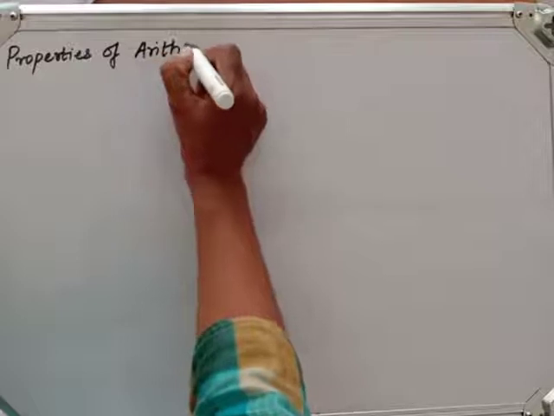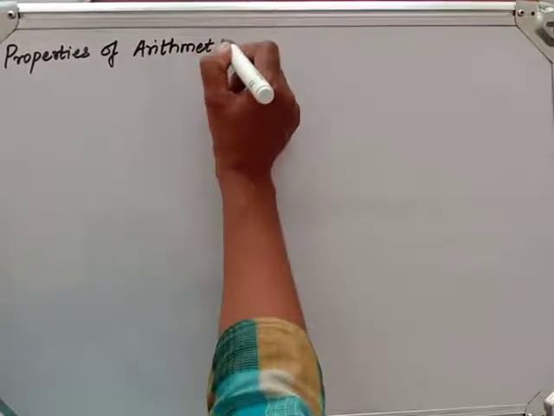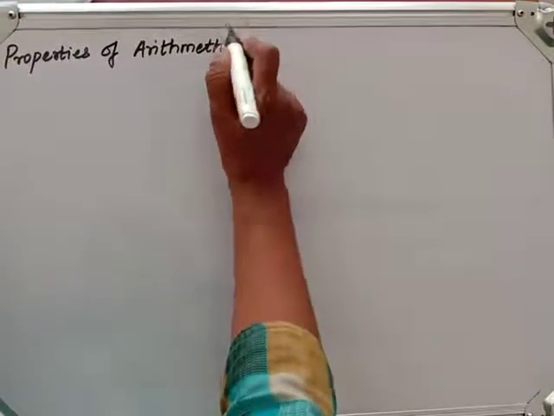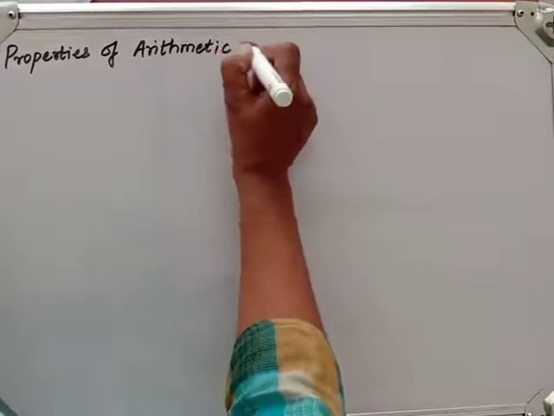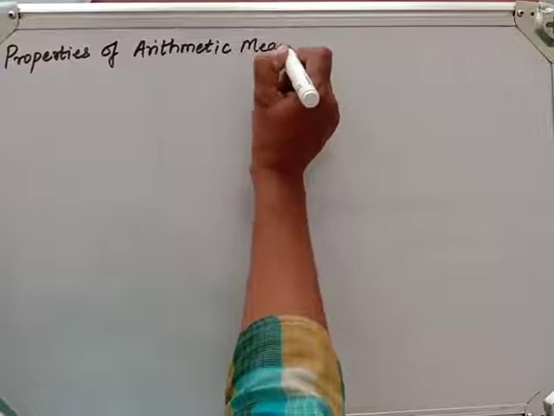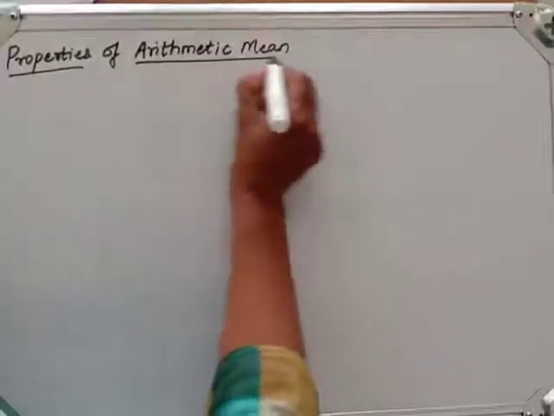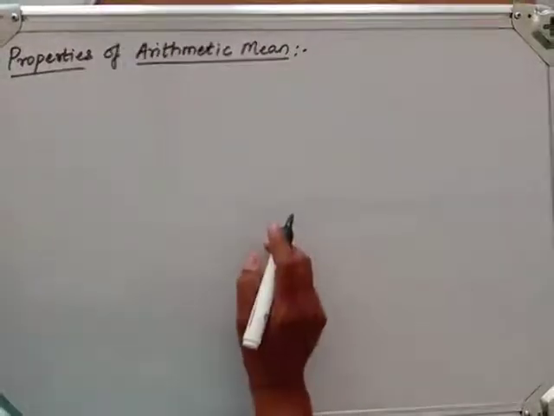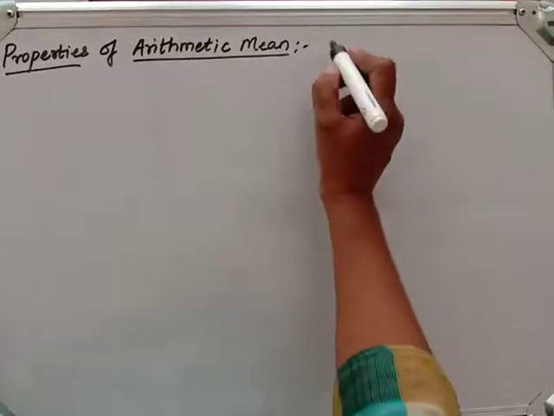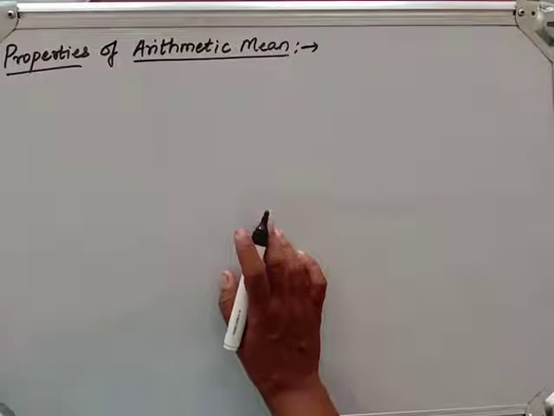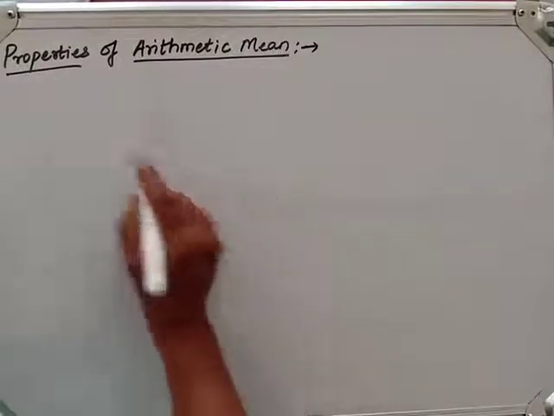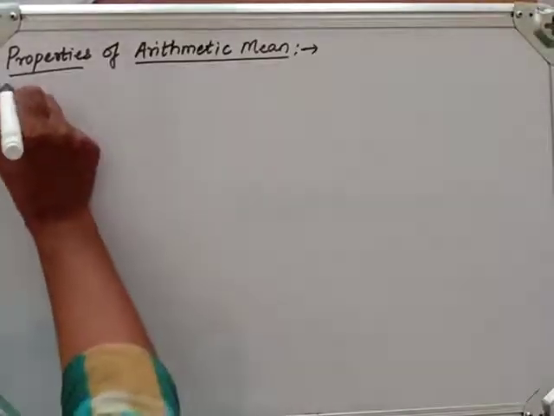For ungrouped data there are two types of series, that is individual series and discrete series. For them we have seen the formula to determine the arithmetic mean. Then for grouped data there are two methods, direct method and step deviation method. Those we have seen previously. Now let me take some properties of arithmetic mean.